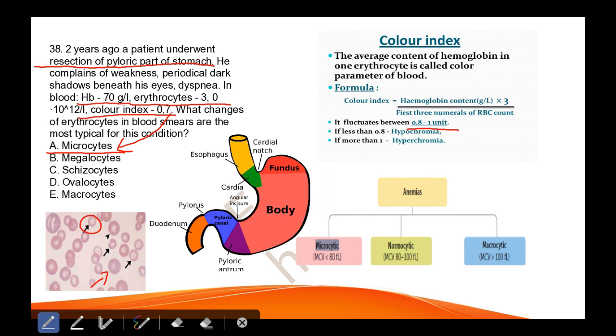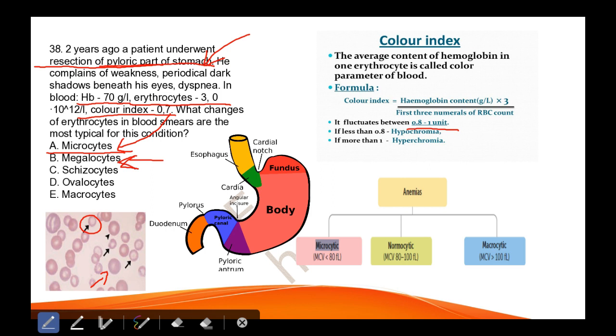What I want you to pay attention to is not to be misled by the pyloric part of the stomach, because it has nothing to do with the megalocytes.